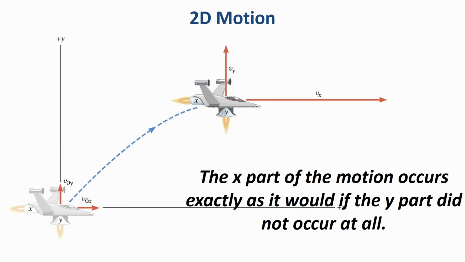And the trick is, again, you're not going to believe me at first, but eventually you'll come around. The X part of the motion is independent from the Y part of the motion. The X part occurs exactly as it would as if Y didn't occur at all. So think about it this way. What's happening in the X direction does not depend on whether or not this Y rocket is turned on. It simply doesn't care. What happens in X is only affected by the X rocket. What happens in Y is only affected by the Y rocket. So these motions are independent, and we can treat them that way.